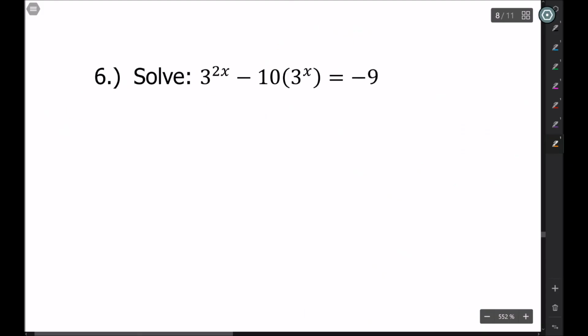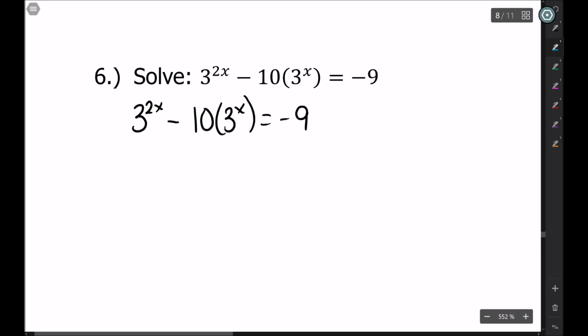All right, so let's take a look at our last question that we have here. And it says 3 to the power of 2x minus 10 times 3 to the power of x is equal to negative 9. So this one right here, we need to be a little bit creative when we do this type of a problem, okay? So I'm going to just go ahead and copy it down. So 3 to the power of 2x minus 10 times 3 to the power of x equals negative 9.